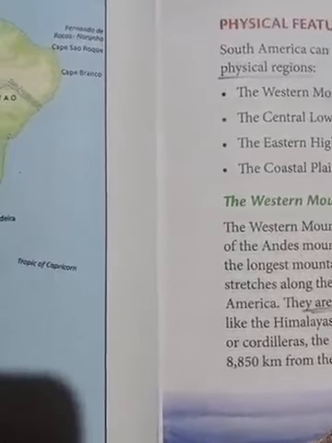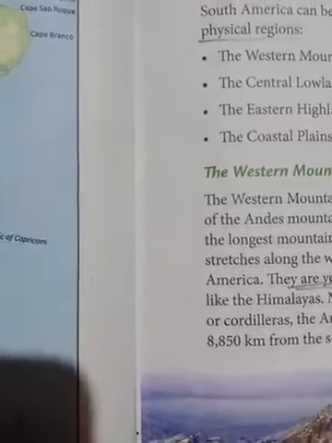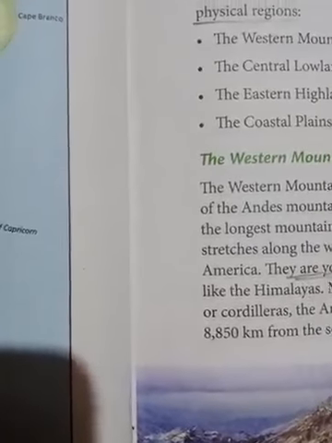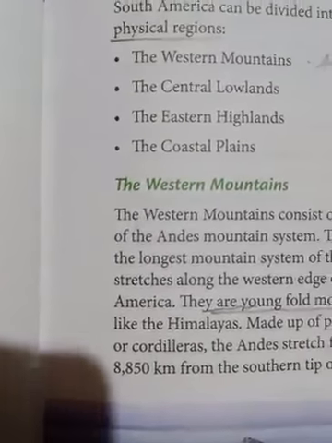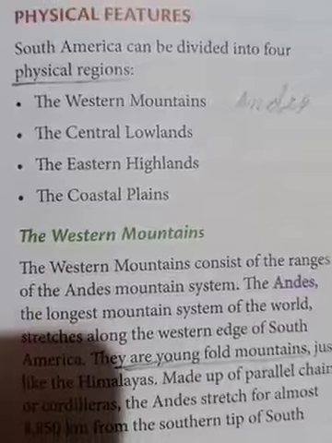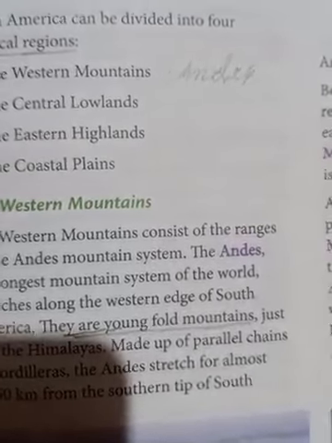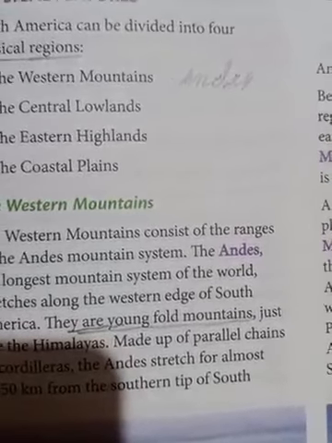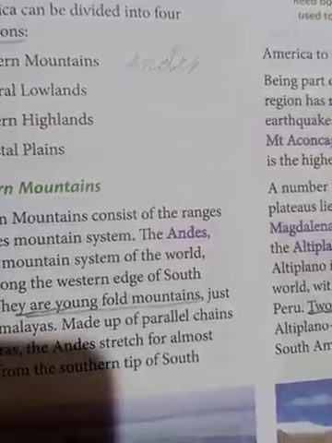The Western Mountains, mainly the Andes mountains, are on the western side of the continent, and they are young fold mountains. Other volcanic mountains are there: Mount Cotopaxi, Mount Aconcagua. These are the volcanic mountains and peaks. Mount Aconcagua, also a volcanic peak, is the highest peak in South America.